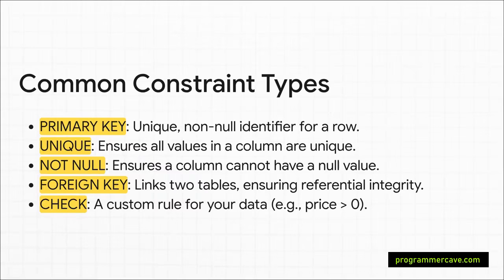The primary key is the unique ID for every single row. The unique constraint makes sure a column, like a user's email address, never has duplicates. Not null is simple. It means a field can't be left empty. A foreign key is what links your tables together, making sure you can't create an order for a customer that doesn't exist. And finally, check lets you create custom business rules, like ensuring a product's price is always greater than 0.